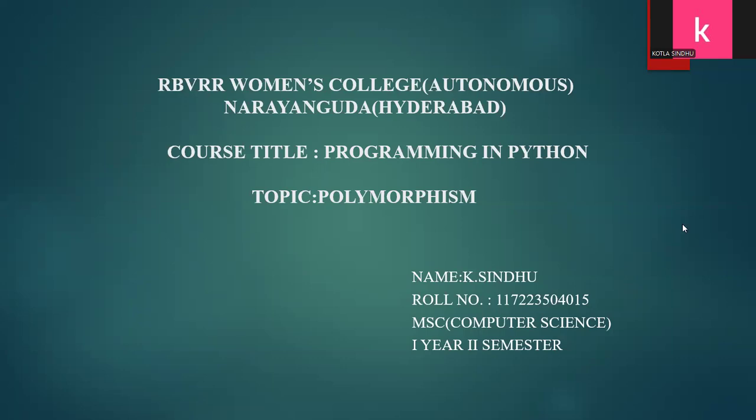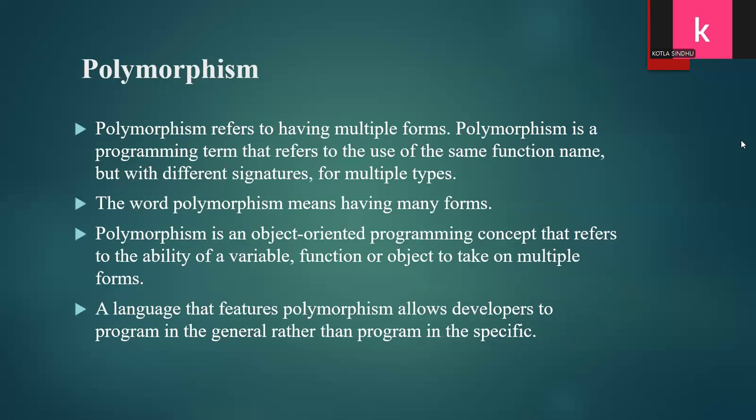Today, my seminar topic is polymorphism. Polymorphism means many forms. Polymorphism refers to having multiple forms, and it is a programming term. It uses the same function name, but with different signatures and for multiple types. It is an object-oriented programming concept. It is the ability of a variable, function, or object to take on multiple forms.